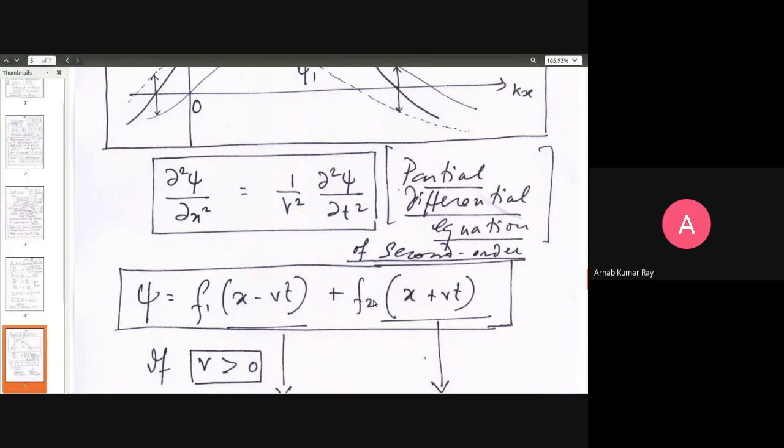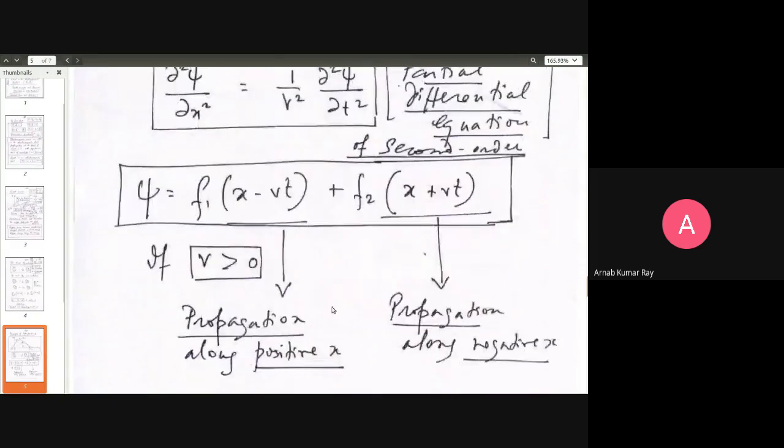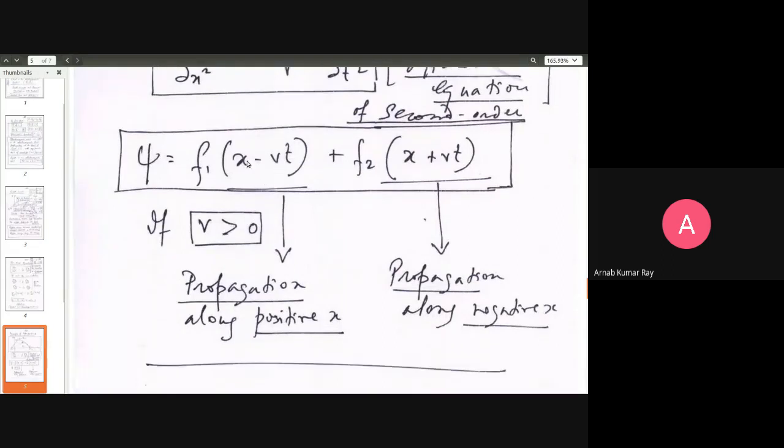It's not as simple as that. And so when you integrate a second order partial differential equation, this is the sort of thing you will get. Now, if v is greater than 0, let's say a positive value of v, then x minus vt will tell you the propagation along positive x. We discussed this in the last tutorial. And x plus vt will be propagation along negative x.